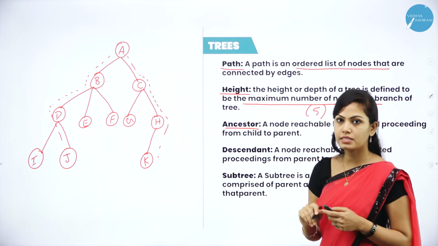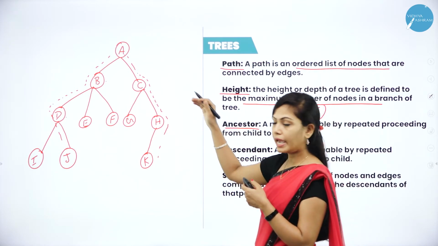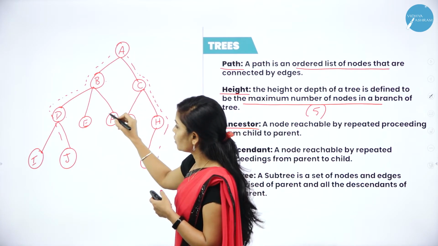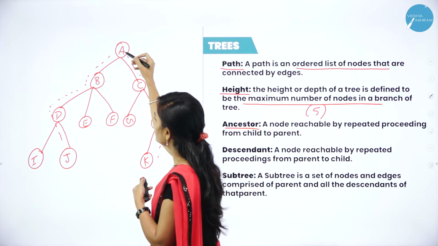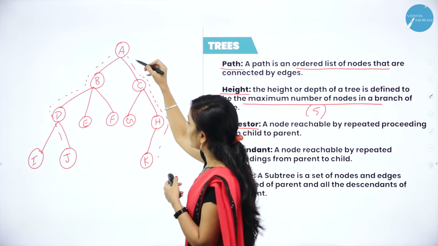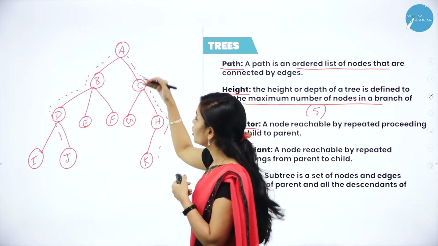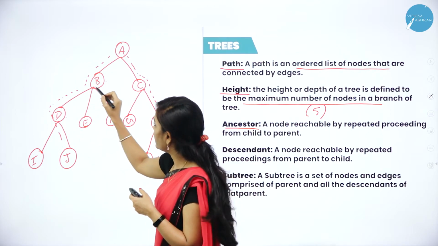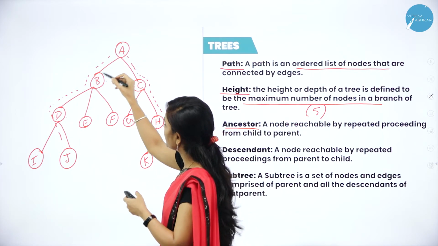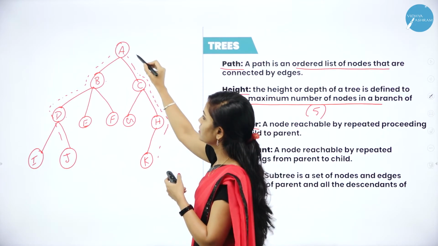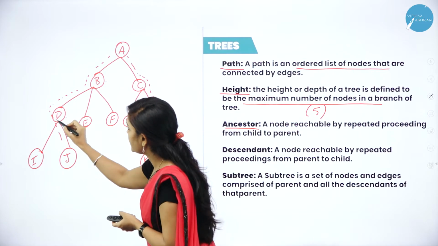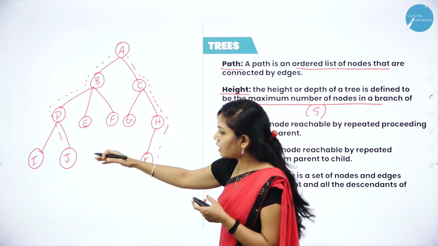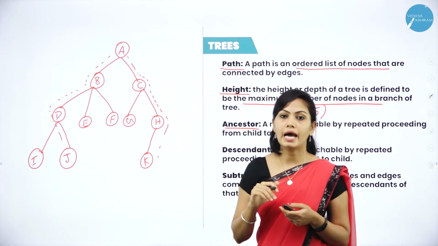One more question, what is ancestor and descendant? Ancestor means any predecessor on the path to the root of that node. What is the ancestor of F? That is B and A. What is the ancestor of G? That is C and A. So ancestor of D is B and A, ancestor of F is B and A, ancestor of G is C and A, and ancestor of I is D, B, A. Any predecessor on the path to root of that node, we can call it ancestor.